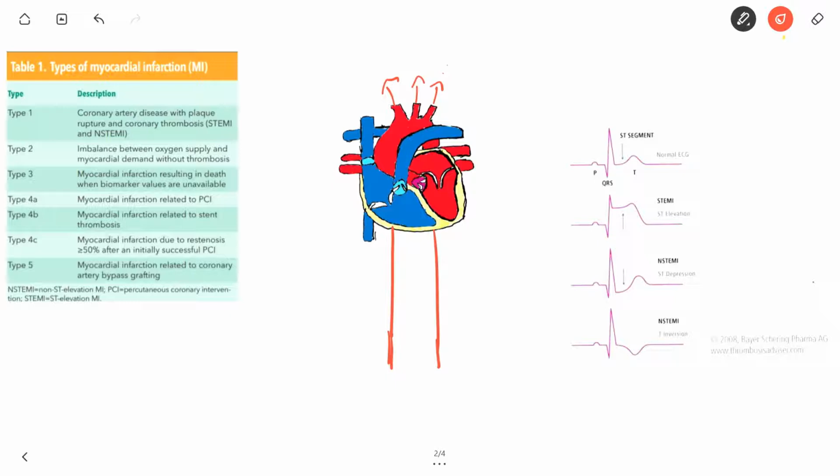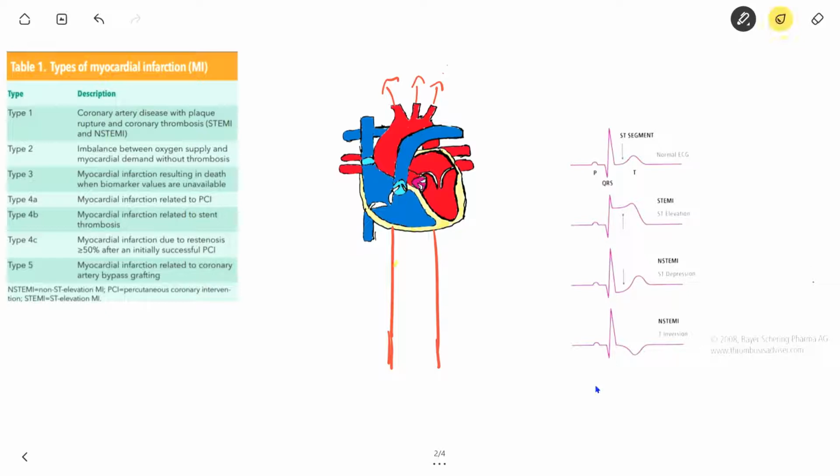So a heart attack is when your heart is deprived of oxygen and the cells in the heart muscle, which are called cardiomyocytes, start dying. And this can cause the heart to be less effective in pumping out blood and oxygen to other parts of the body, which can cause other organ failures. The type 1 myocardial infarction is when you have coronary artery disease with a plaque rupture or coronary thrombosis.